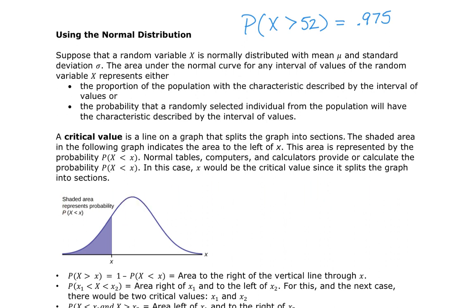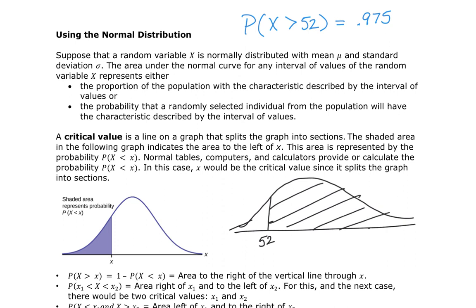So if I were to draw a graph of my roadway, where would the 52 holes be? Well, we know that the 52 holes is right here. There's where the 52 holes are. We wanted the probability of having a roadway in Pennsylvania with more than 52 potholes. This is the critical value. And what we were searching for was this part of the area under the curve.